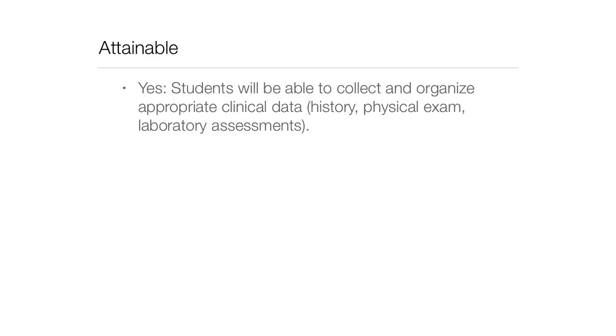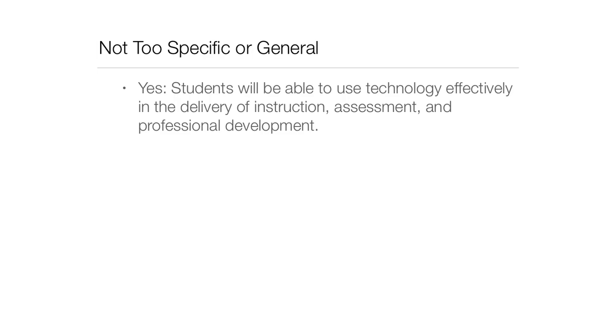What do we mean by attainable? It should be something students are able to do given the information that you've given them in class. They should be at the right level, neither too specific nor too general, so that they get to the bigger pieces of what you want them to get to.